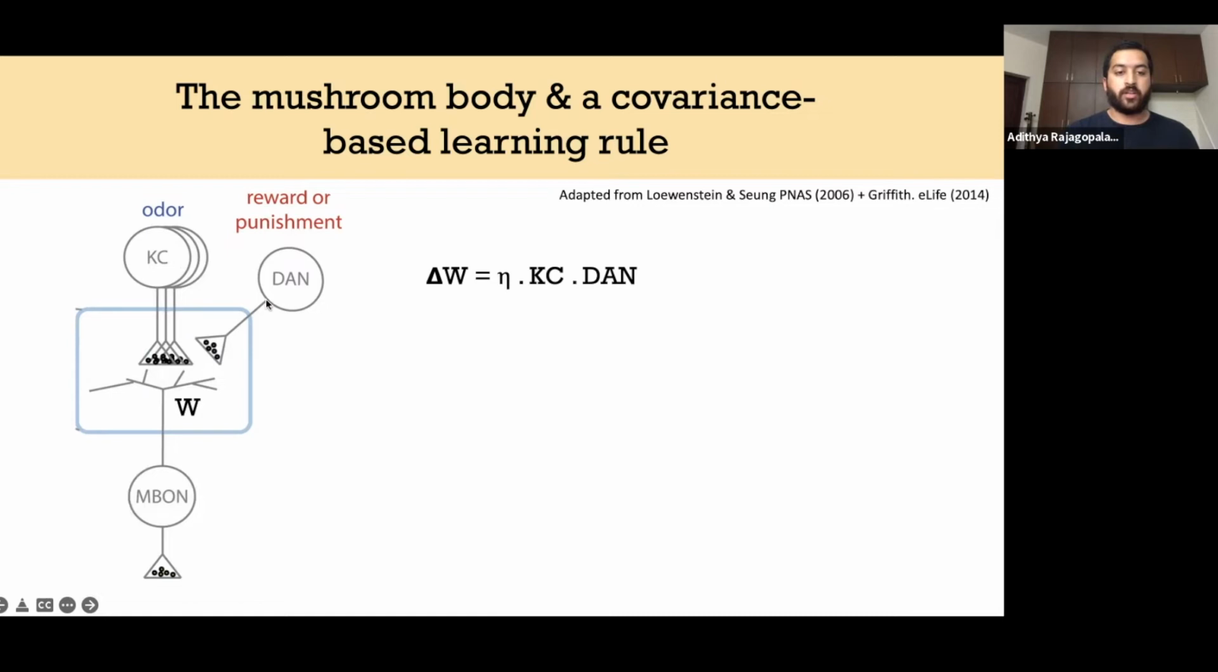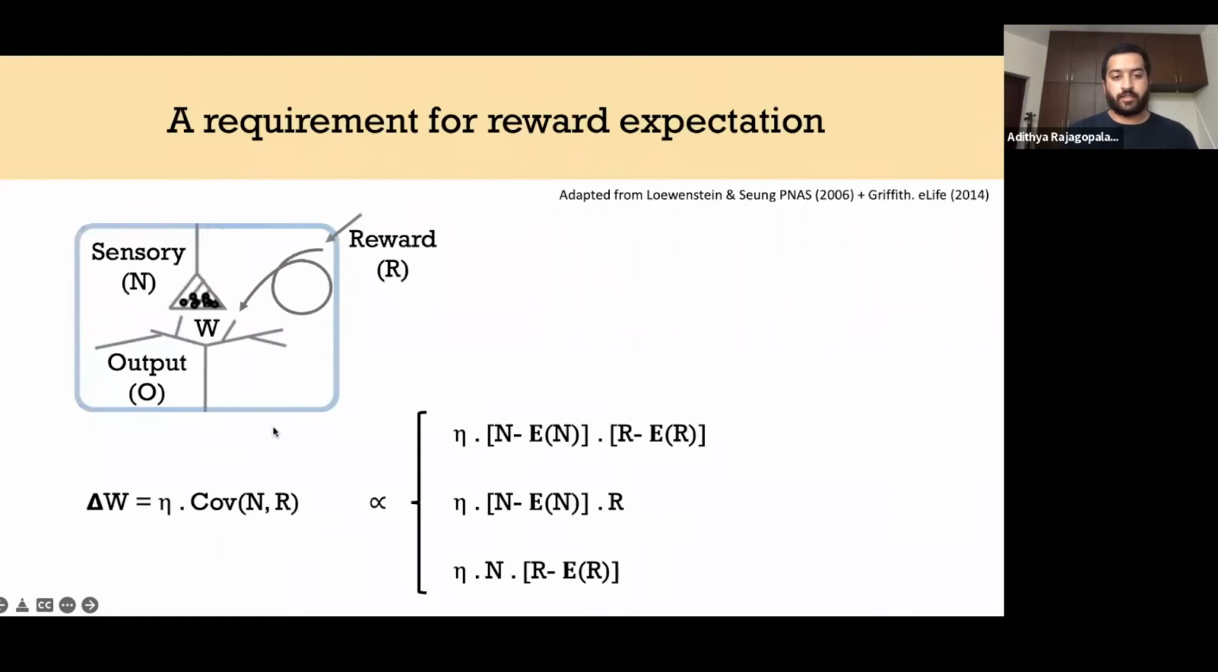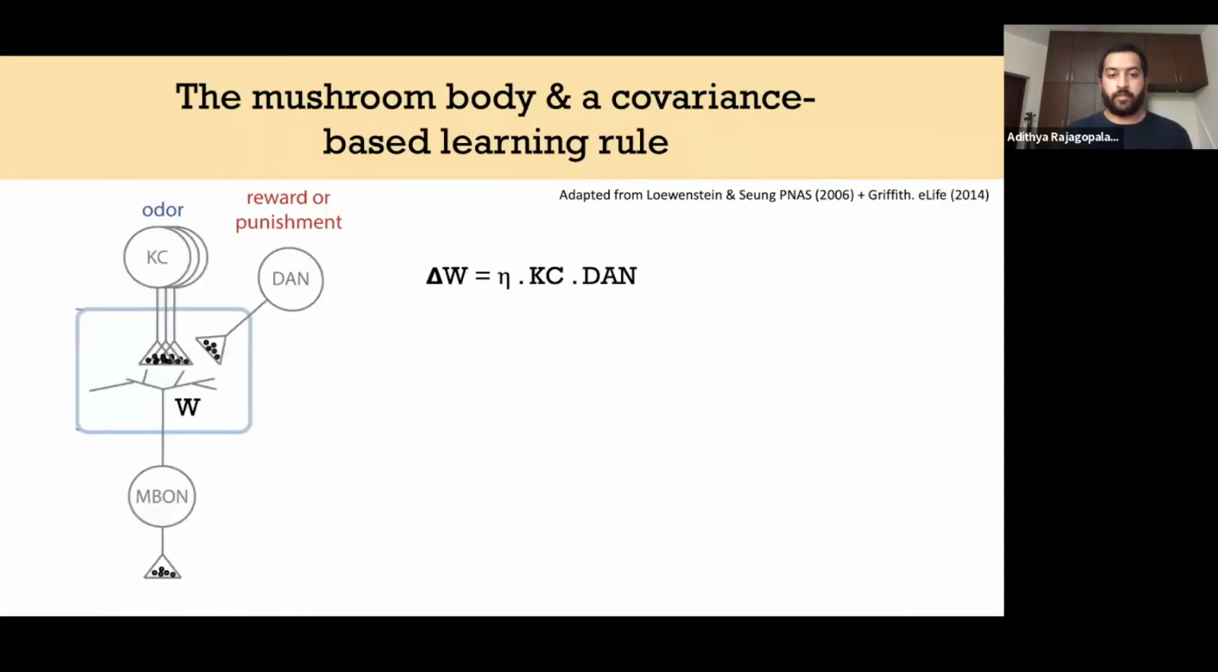And the dopamine neurons mediate the synaptic strength between the Kenyon cells and the mushroom body output neurons, and are thought to represent reward or punishment. As you can see, there's a nice analogy between the mushroom body circuit and the simple circuit that Lowenstein and Sung used in their paper. What we currently think of as the learning rule that underlies how these weights are modified is a learning rule that looks at coincidence of activity between Kenyon cells and dopamine neurons. So when the Kenyon cells and dopamine neurons are both active, the weights are modified.